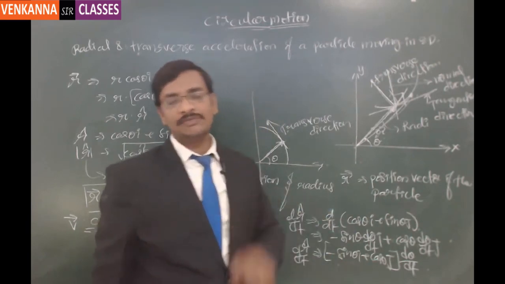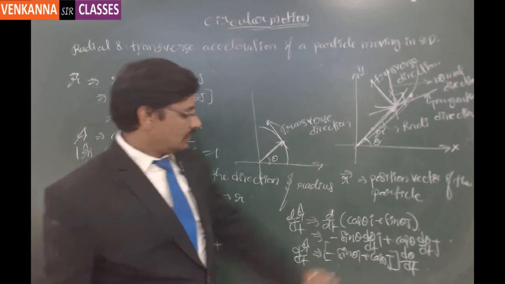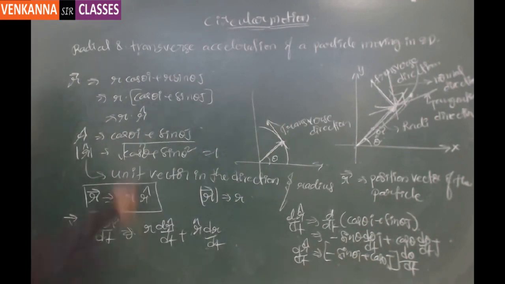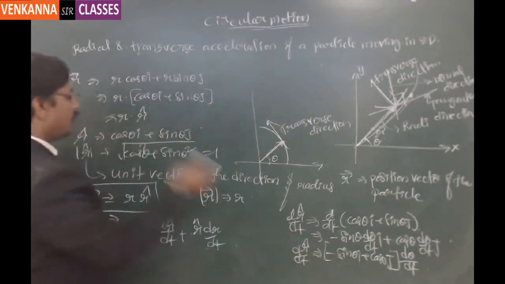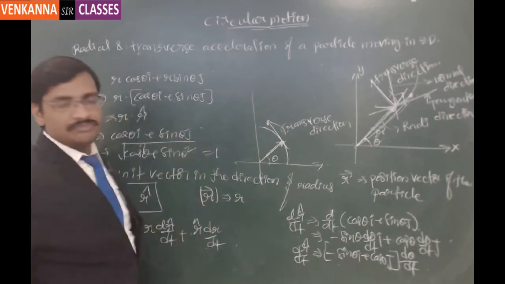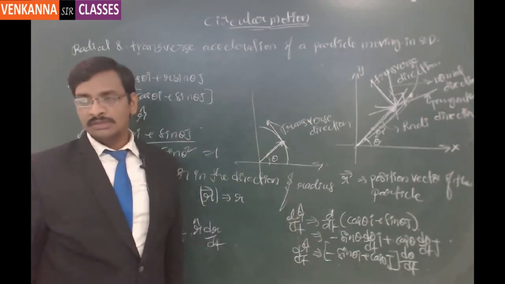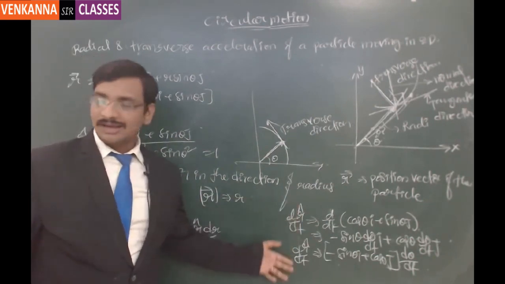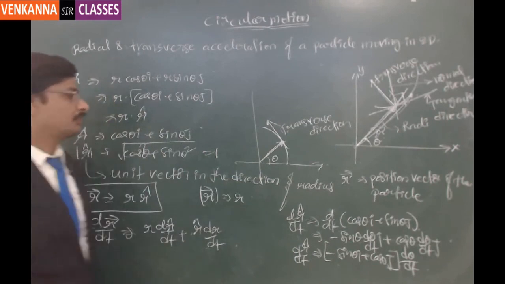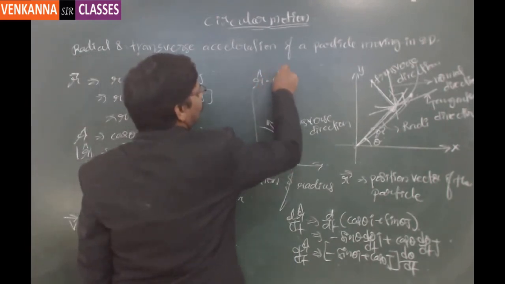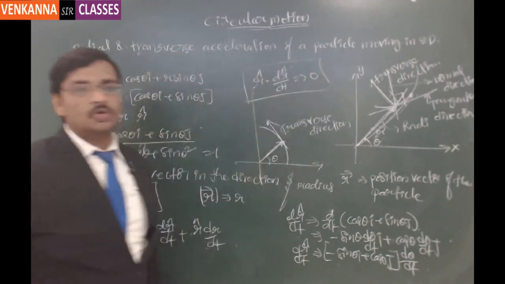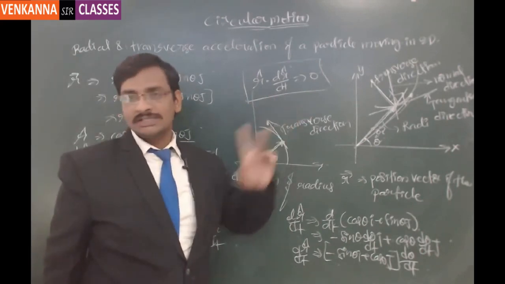To identify the direction of that vector, we calculate the dot product of this vector and the r cap vector: i dot i gives cos theta into minus sin theta, and j dot j gives sin theta into cos theta. So this is coming out to be 0. This is a surprising relation: if you find the dot product of dr cap by dt and r cap, it comes out to be 0. So r cap dot dr cap by dt is 0. If the dot product is 0, we can simply conclude that both vectors are perpendicular to each other.